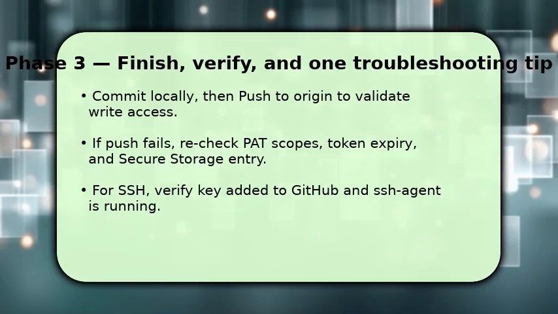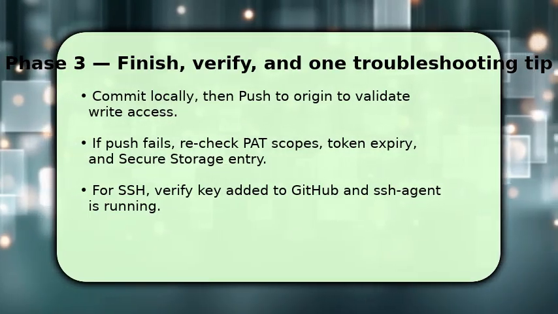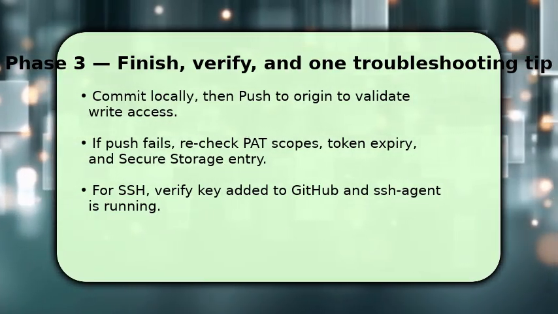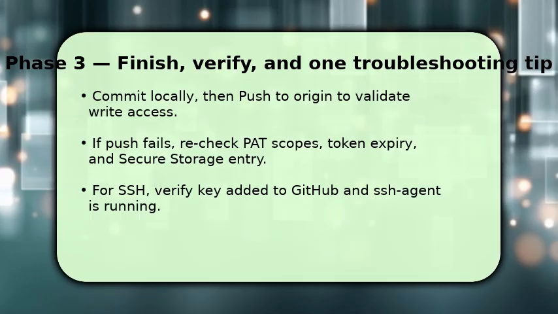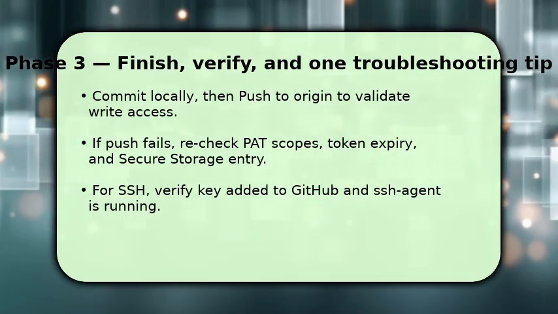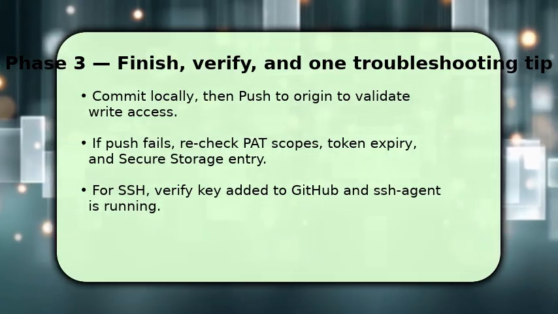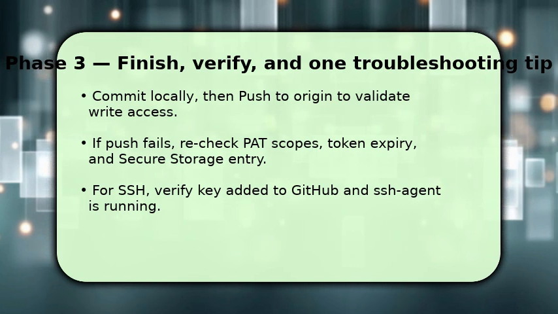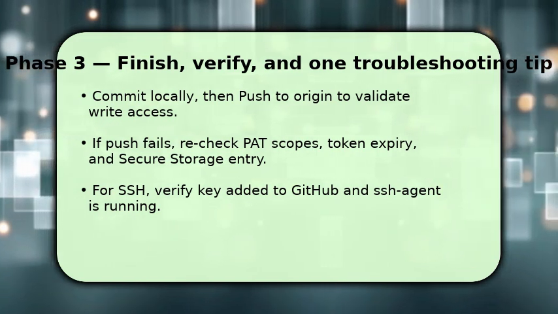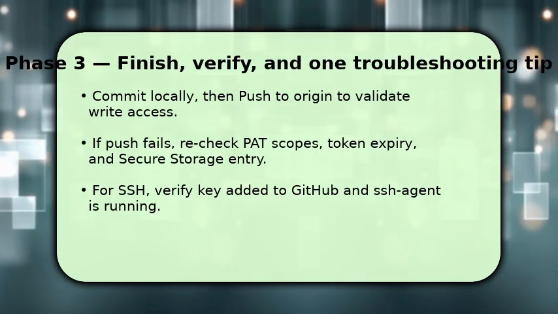If something breaks, check the PAT permissions and expiration first, because most auth errors stem from token scope or expiry. Also review Eclipse secure storage entries and Git remote URL. For SSH connections, ensure your public key is on GitHub and your SSH agent is running. Otherwise, authentication will fail.